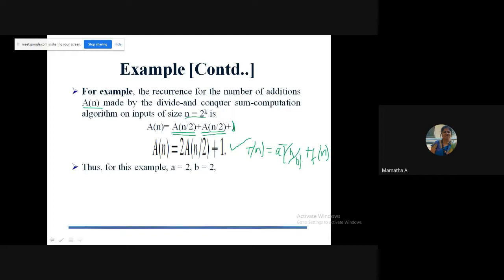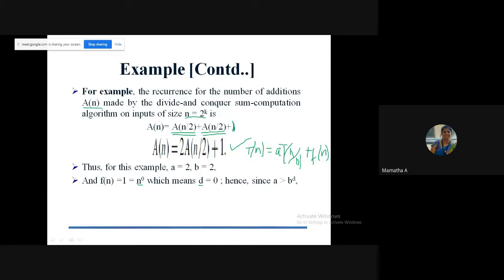1 I can write in terms of n as what? In terms of n, how can I write 1? n to the power of 0. So we have f of n equals 1, which is nothing but n to the power of 0. And you all know that our master theorem needs one more term.